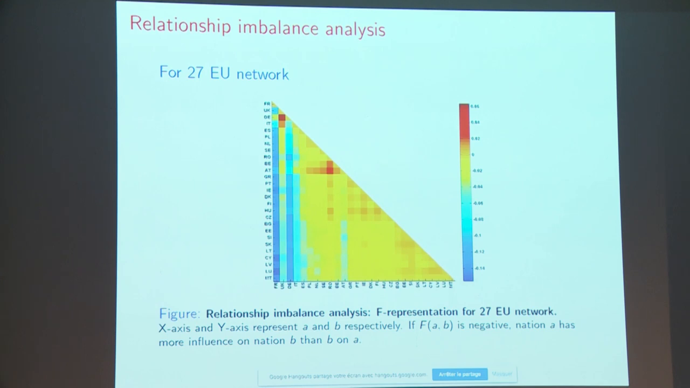And we have plotted these outcomes here for the case of the 27 EU network, what we can see in terms of relationship imbalance analysis. We have only presented half of it because it's a perfectly symmetric matrix. The x-axis represents country A, the y-axis represents country B. The blue values represent negative values, reddish, orangish values represent positive values.